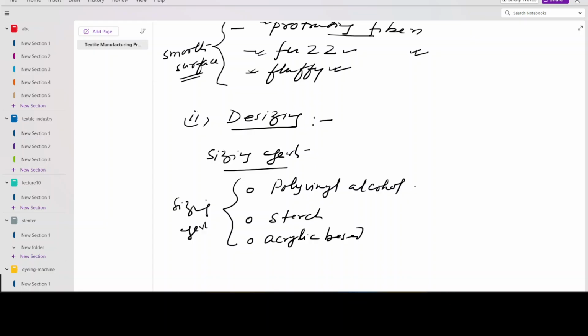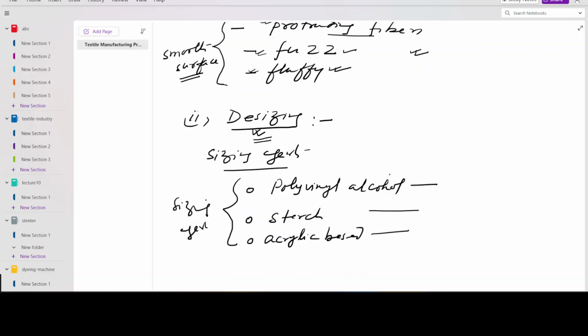Now these need to be removed, and the process of removing for different sizing agents is different. So desizing is the process of removing the sizing ingredients or agents from the gray fabric. Gray fabric means the fabric that is impure, fabric that has impurity.